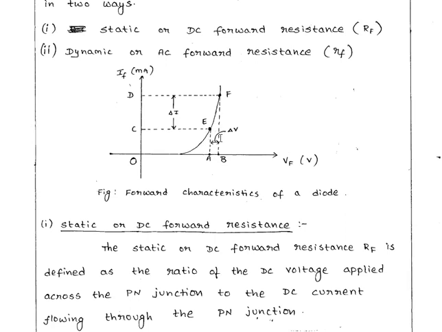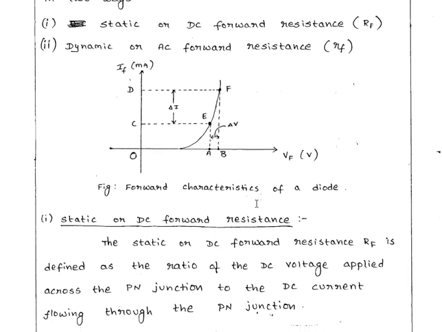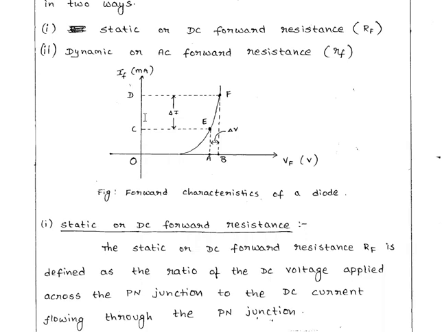This is the change in voltage from A to B, and due to this change, the current change will be like this from C to D. E and F are any 2 points on the graph. O is the origin. Here the current in the diode will be in milliamps, that is 10 power minus 3 amps approximately in that unit.